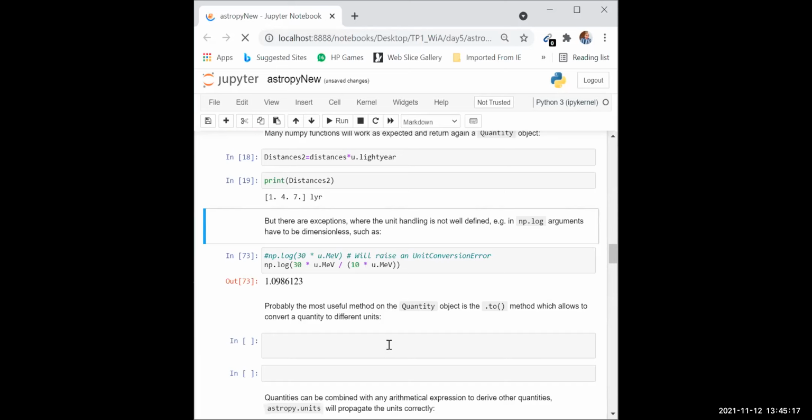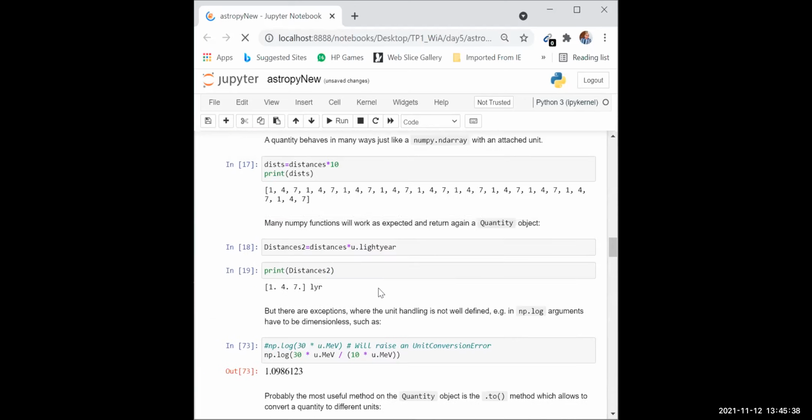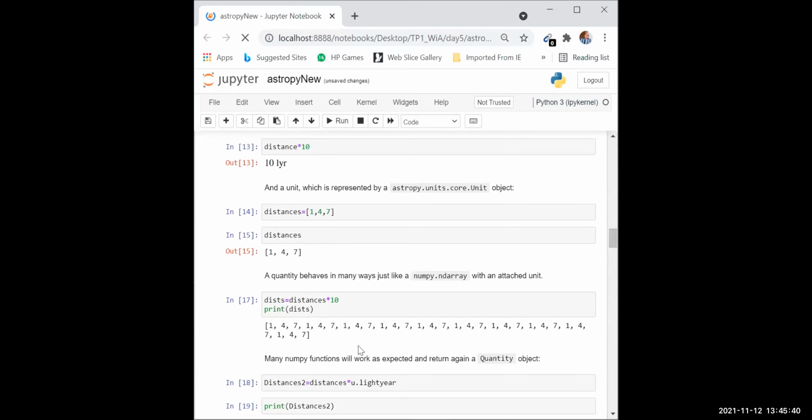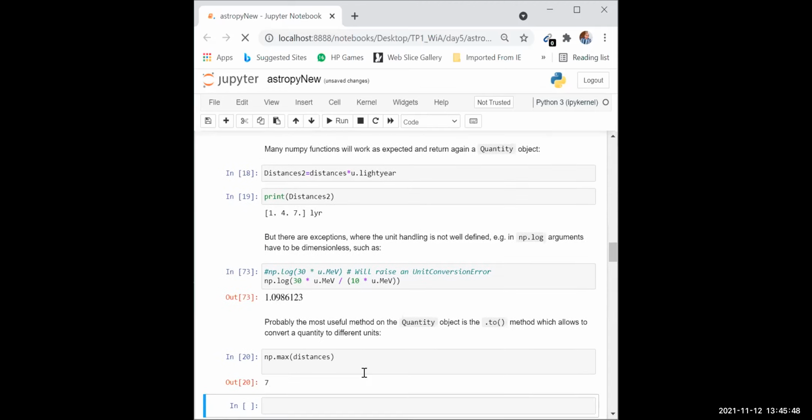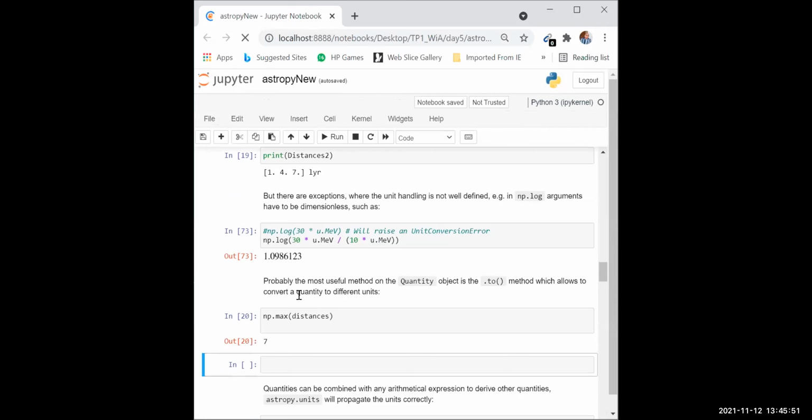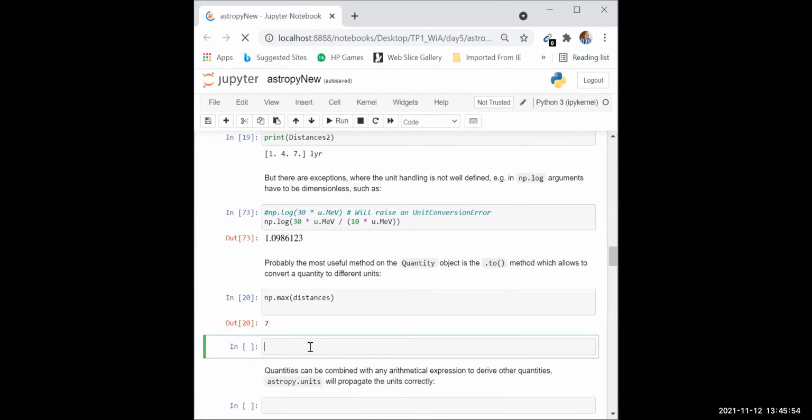Yeah, so now suppose I run the command np.max of distances. I want to find out the max of that. We had distances as 1, 4, 7, and np.max, we are using the max function from NumPy. And when we are checking it on the distances, it's giving me the maximum one there in the list.